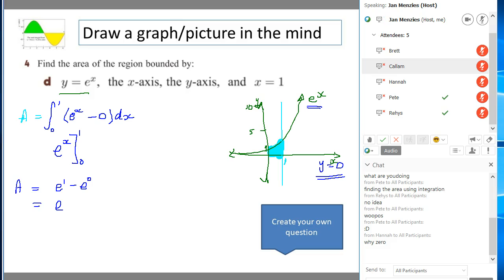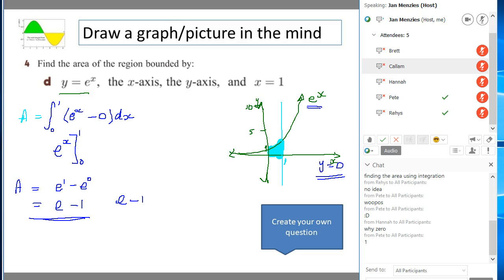What is e to the 0? Yes, it is. Many people put 0 down. Don't you do that. Anything to the power 0 is 1. So if they ask for an exact answer, you would leave it, because e is an irrational number, 2.71 something or other, okay? But you'd leave it as that number.